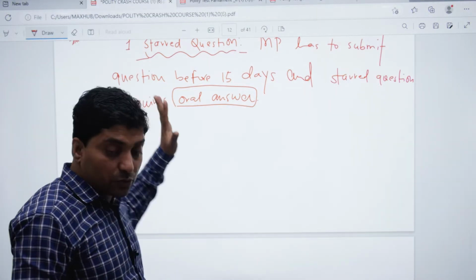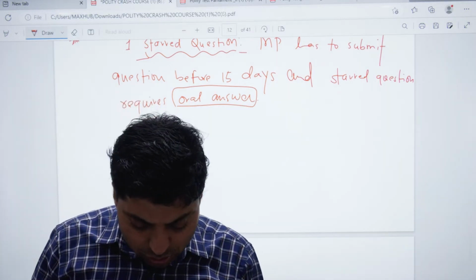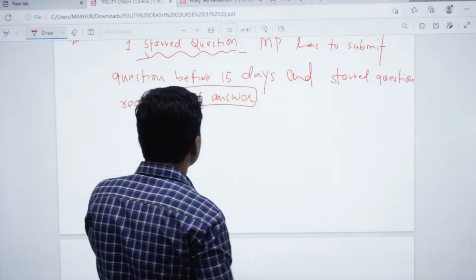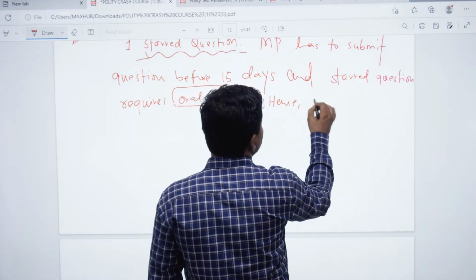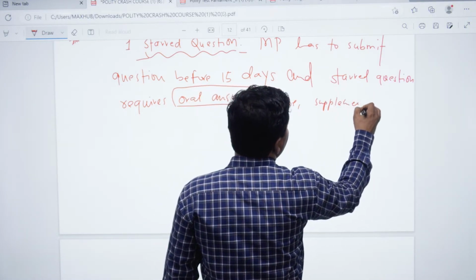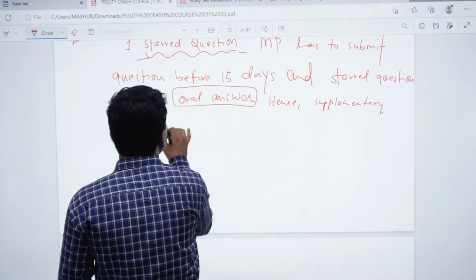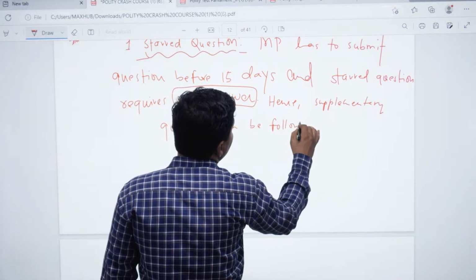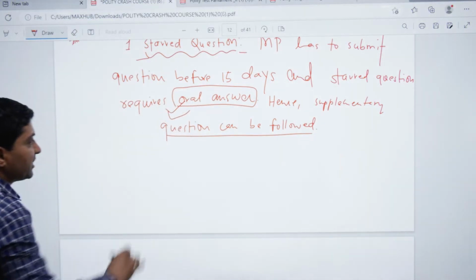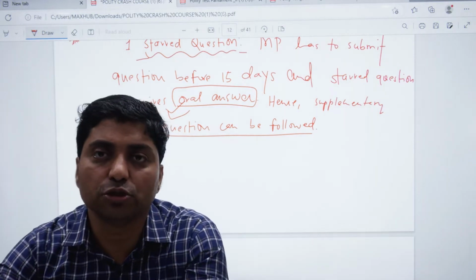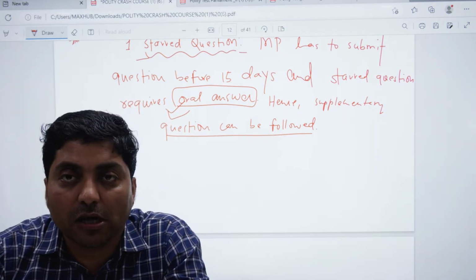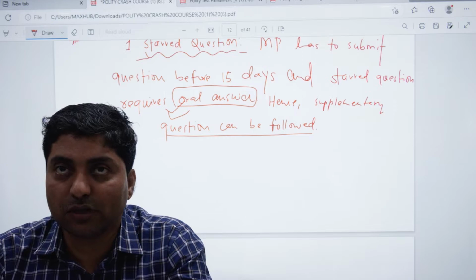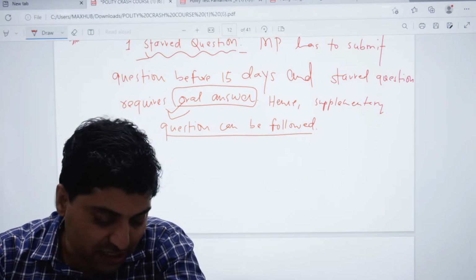So the starred question allows a supplementary question. Hence, a supplementary question can be followed. सप्लीमेंट्री क्वेश्चन कैन बी फॉलोड मतलब क्वेश्चन उसी इशू से रिलेटेड होना चाहिए. ऐसा नहीं कि आप फिर से दोबारा कोई और क्वेश्चन पूछ देंगे. No, you have to ask a question from that topic only, right? And the minister may give you the answer. That is called a starred question.